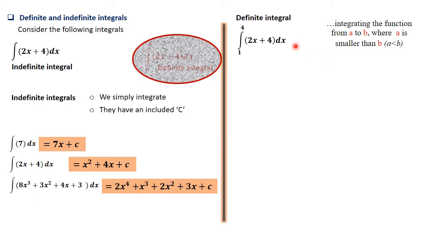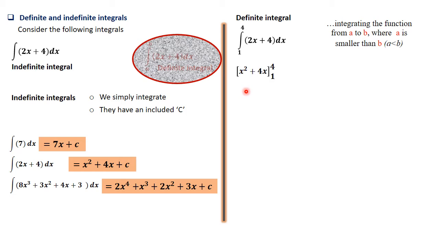Remember that whenever you're given this kind of expression, the number below is always smaller than the one up there. So we are integrating the function from a to b, where a is smaller than b. That's an important aspect. All questions about definite integrals will have limits. The limits are like an a and a b, where a is a smaller number than b.